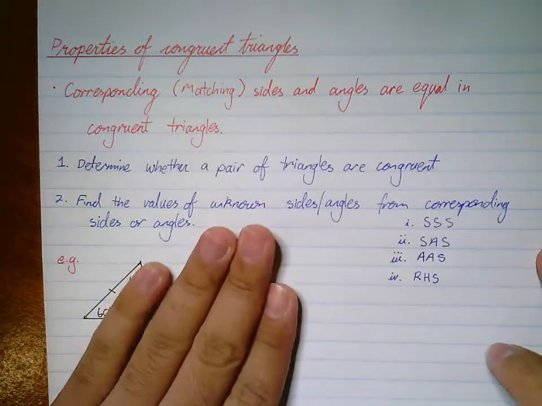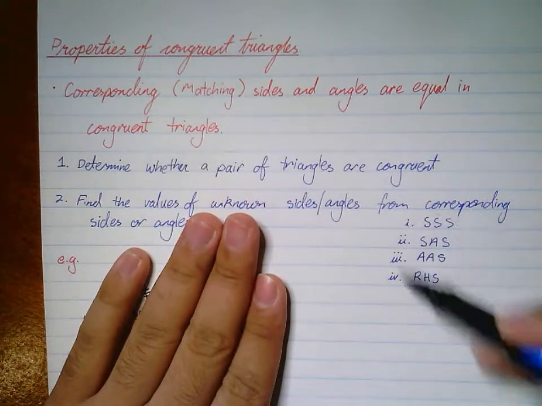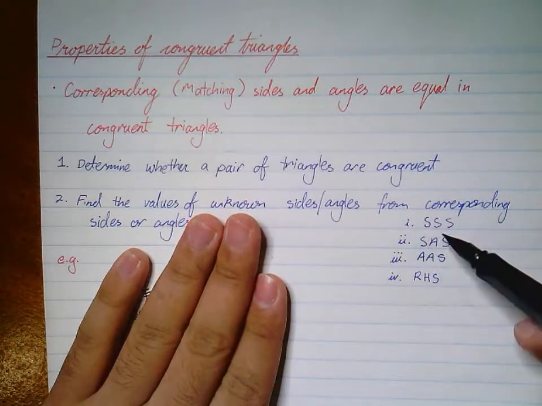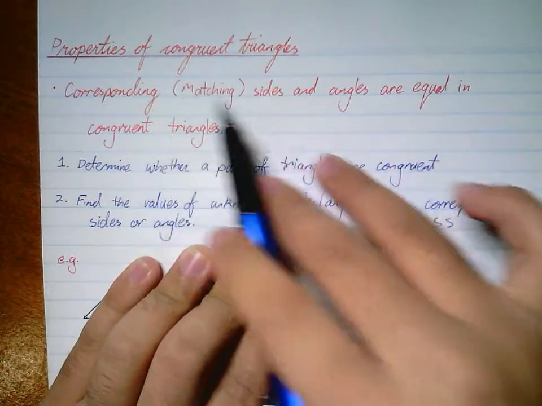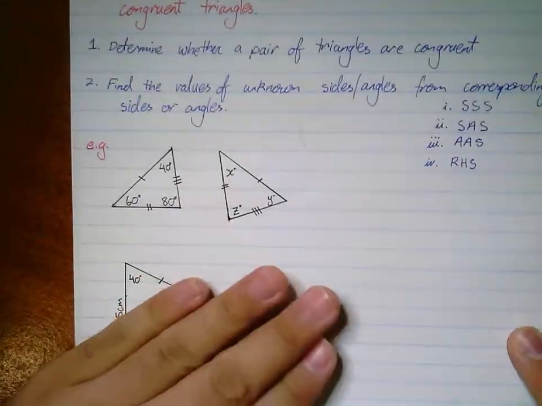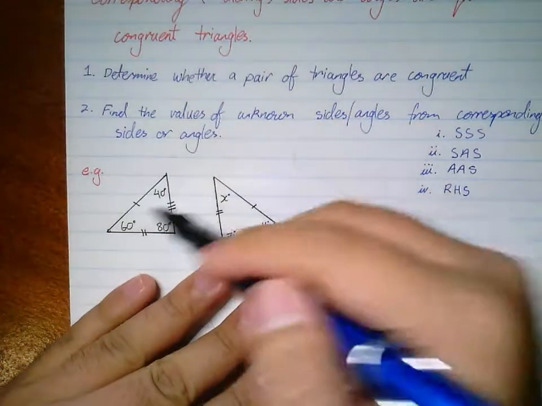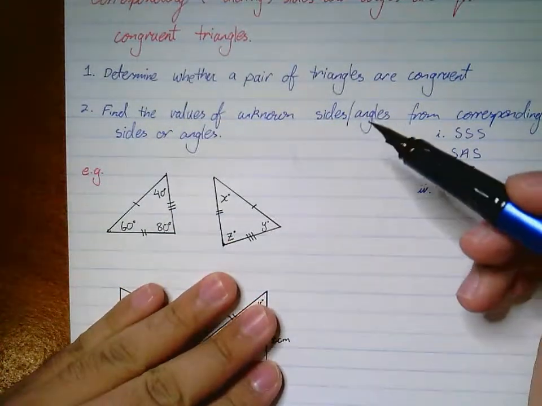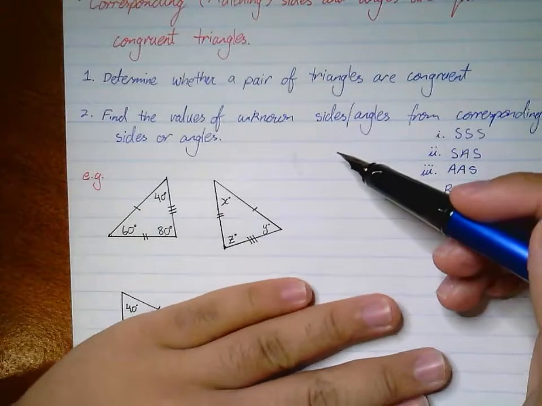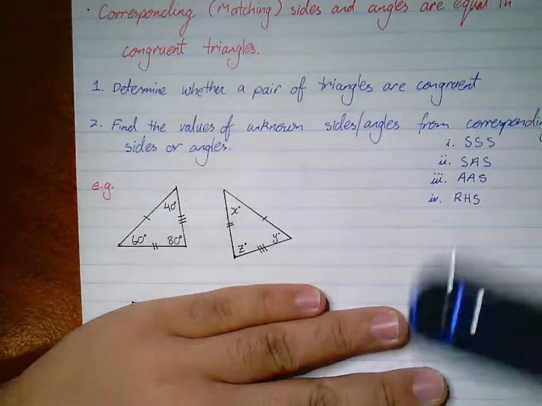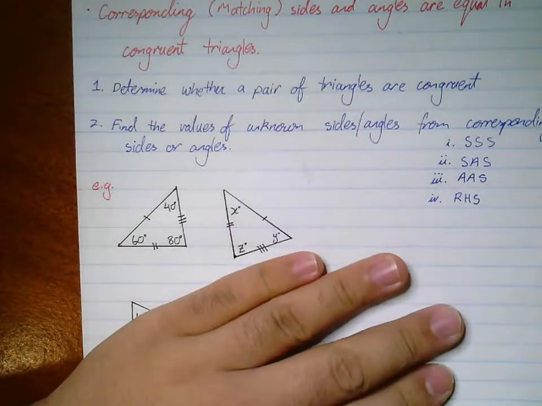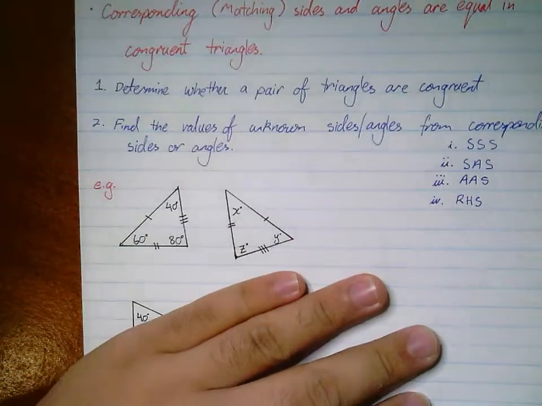So we're going to be using these 4 tests and figuring out what corresponding angles or corresponding sides and angles mean. Let's take a look at our first example here. Here we have 2 triangles, just side by side, and we need to figure out whether or not they are congruent.